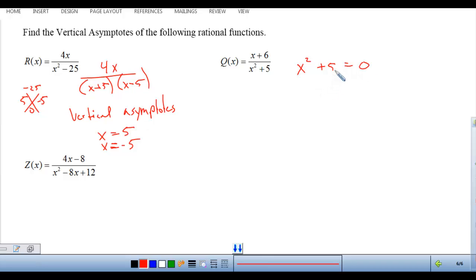So I subtract 5 from both sides. X squared equals -5. Square root it, and x equals square root of -5. So I see this has imaginary values. So this one will not have any vertical asymptotes because of these imaginary values. So the domain restriction here is imaginary, so there are no vertical asymptotes created.